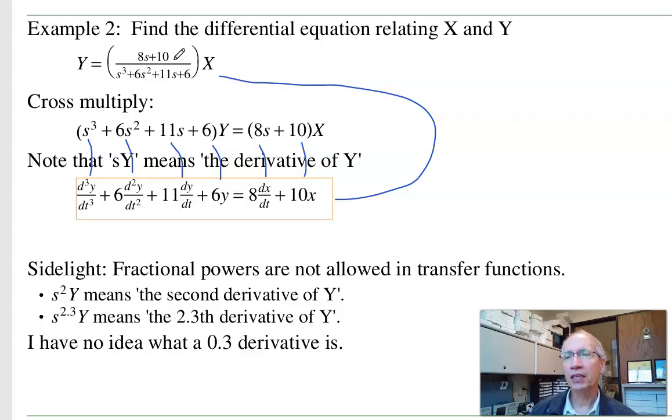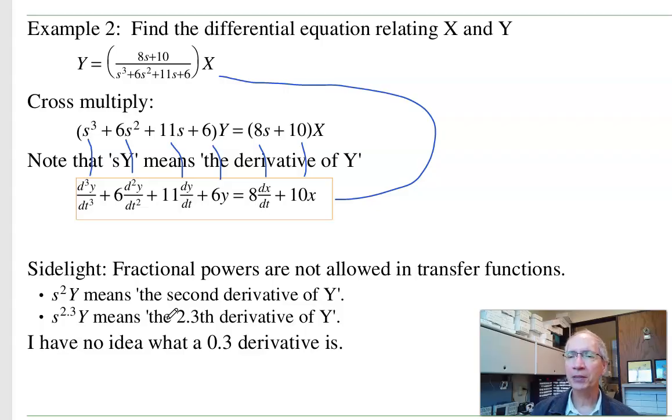Now kind of a sidelight, S means derivative. So when I have S, that means the first derivative, second derivative, third derivative. You have to have powers of S, or integer powers of S. So like S squared means the second derivative of y. I can't have fractional powers. S to the 2.3 means the 2.3th derivative. I know what the first derivative is. I know what the second derivative is. I don't know what a 0.3 derivative is.